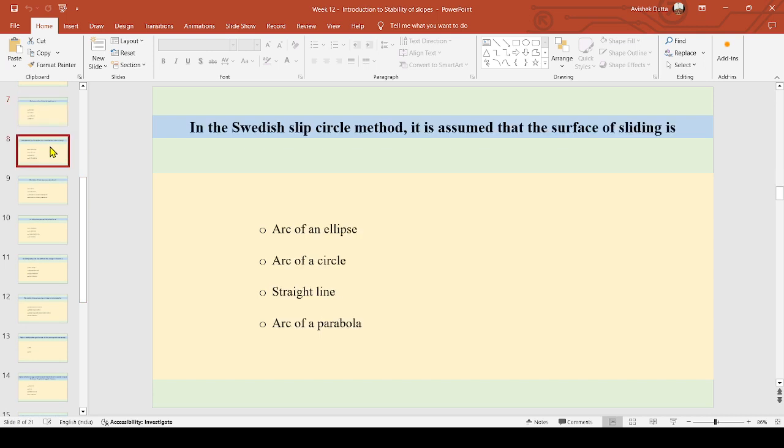In the Swedish slip circle method, it is assumed that the surface of sliding is, the options are arc of an ellipse, arc of a circle, a straight line, or arc of a parabola. What is the shape of the surface of sliding that is assumed in the Swedish slip circle method?